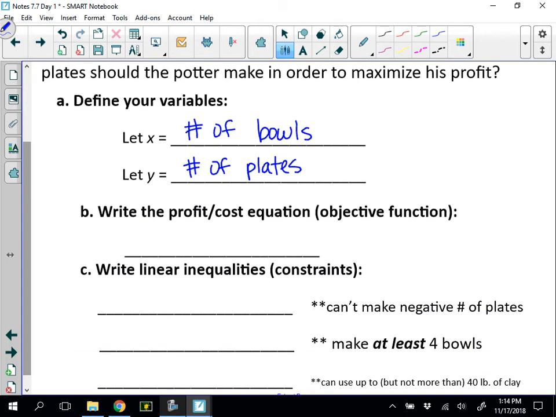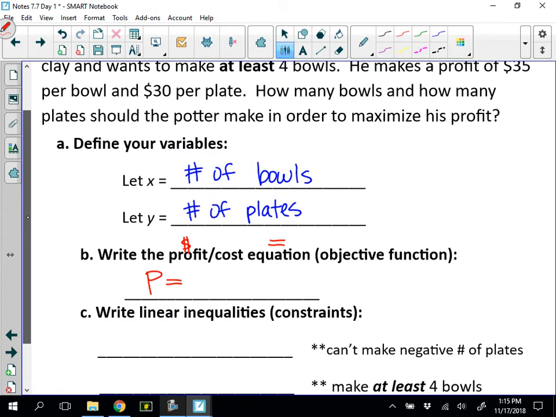Part B says to write the profit-cost equation, which is also called the objective function. Of course, the word profit means money. How much money do we want to make? And the word equation means it has an equal sign in it. So I'm going to write not an inequality, but an equation here. I'm going to always start with the letter P because that stands for profit, and it's going to be P equals. Now, my profit equation has to do with the money, since it's profit, in the directions.